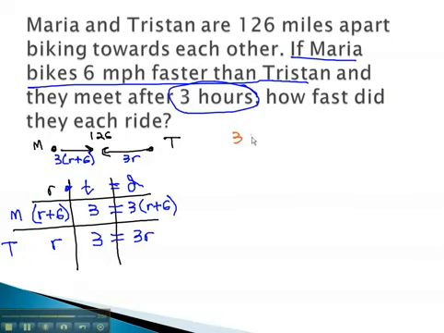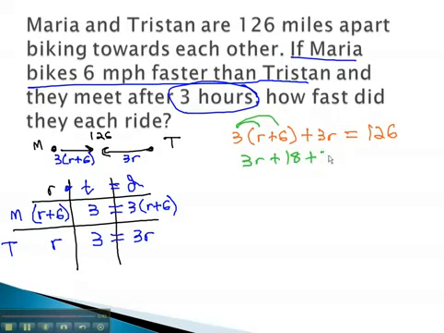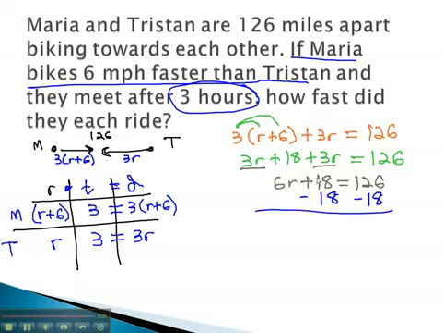Traveling in opposite directions, we know we can take the two distances and add them together to equal the total distance of 126. We can solve this equation just as we've solved all our equations before. First, distributing through the parentheses, 3r plus 18 plus 3r equals 126. Combining like terms gives us 6r plus 18 equals 126. Subtracting 18 from both sides will give us 6r equals 108.